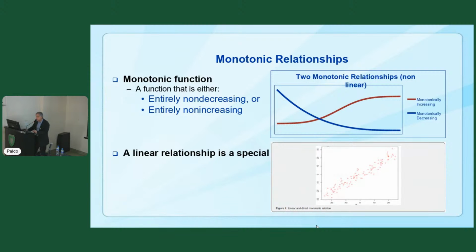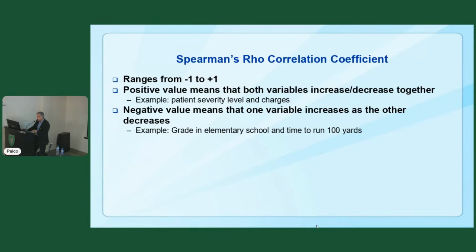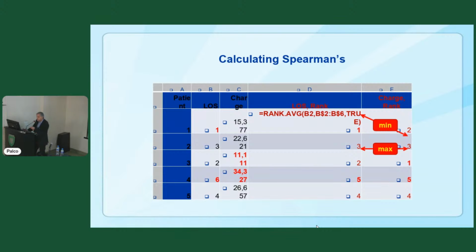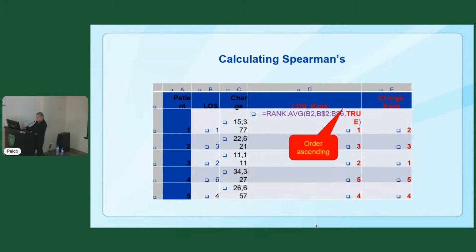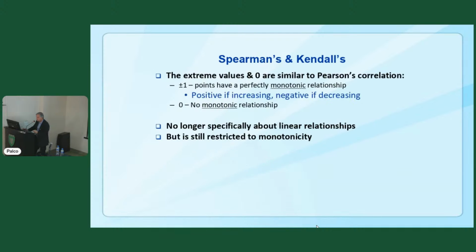I'm not going to cover Spearman, but think about it. There are other relationships, monotonic relationships; a linear relationship is a special case, and so on. I'm going to skip that. I gave you an example in Excel. You can do that. See how I did it with the length of stay rank. That's how I programmed it to do the calculation. Spearman, Kendall, read that.